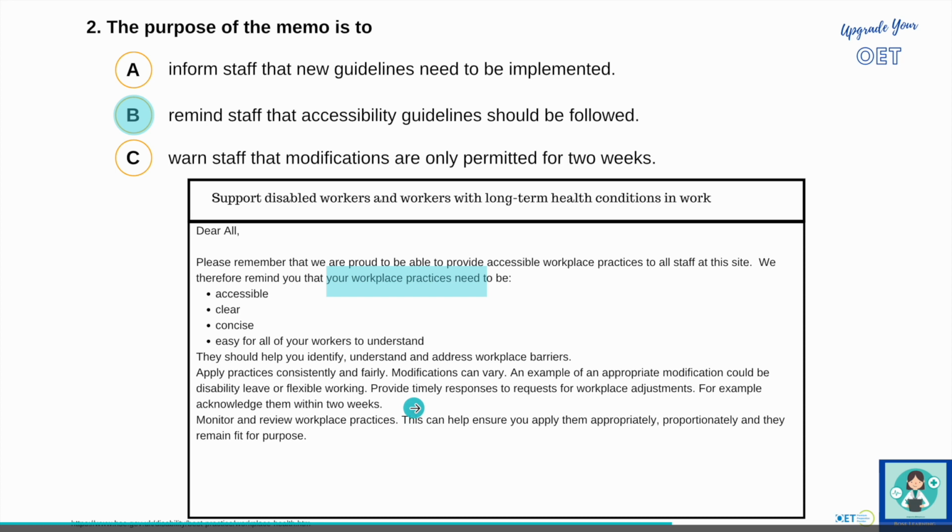And that you have to acknowledge requests within 2 weeks, not that these changes should only last 2 weeks.